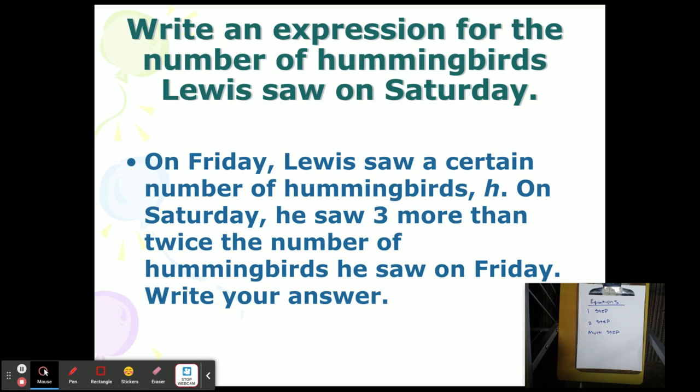Write an expression for the number of hummingbirds Lewis saw on Saturday. You notice I've read it 3 times, so I suggest you read the problem over and over again. On Friday, Lewis saw a certain number of hummingbirds, H. On Saturday, he saw 3 more than twice the number of hummingbirds he saw on Friday. Write your answer. So you're just writing an expression on this one.